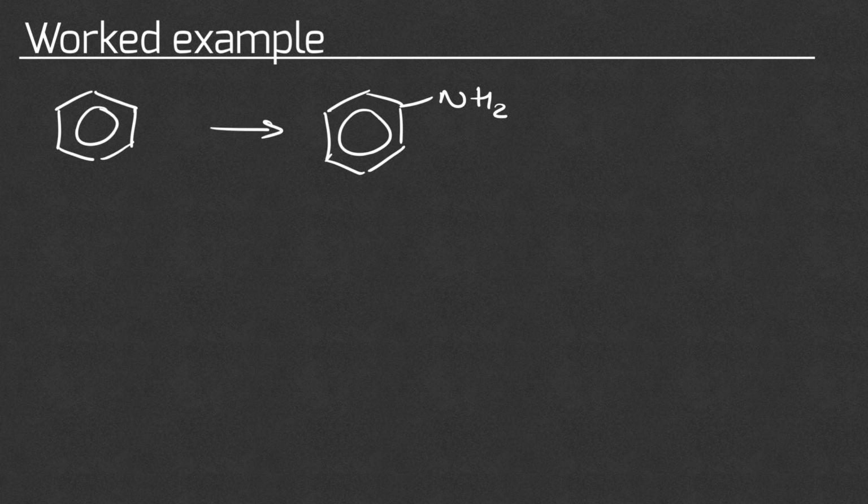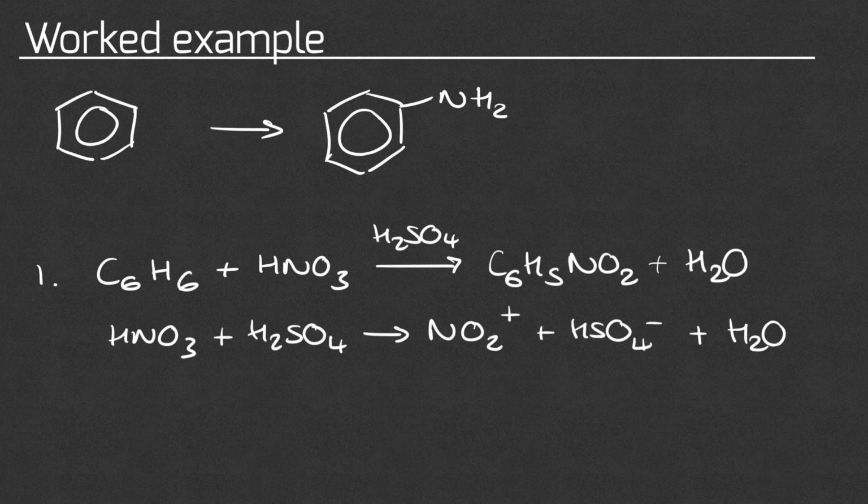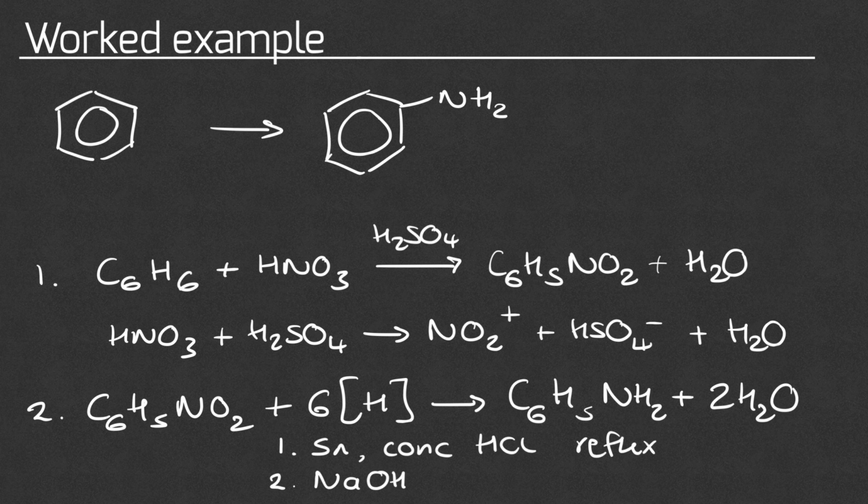In this example, we need to convert benzene into phenylamine. The first step of this being the conversion of benzene into nitrobenzene by reacting it with nitric acid and sulfuric acid. We would have to include the equation to show how the reactive intermediate was produced. The second step being the reaction of the nitrobenzene with 6 equivalents of reducing agent to produce our phenylamine and water. Which would require tin, concentrated hydrochloric acid under reflux in the first step, and sodium hydroxide in a second step.